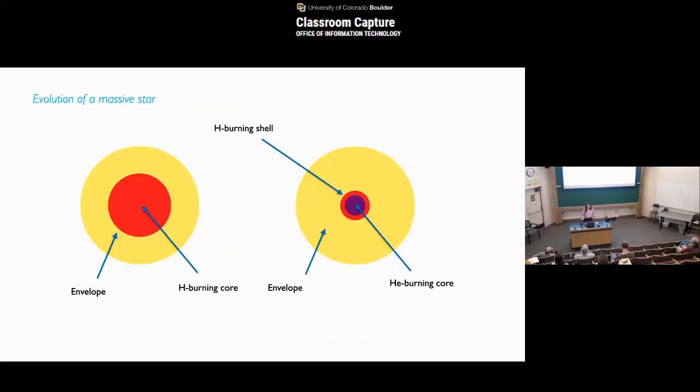But if we go back to the single star picture for a minute, this is what it looks like. For most of their lives, a massive star will burn hydrogen in its core and have an envelope. At some point, the core will be depleted of hydrogen. At this point, you have a helium-burning core surrounded by a hydrogen-burning shell. Then the star will expand, and you will have a red supergiant star.